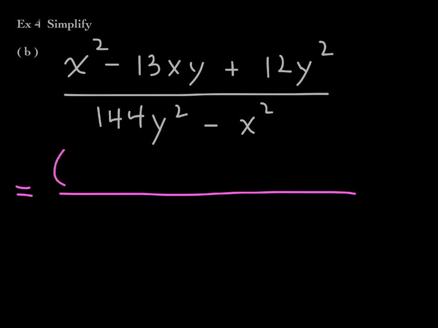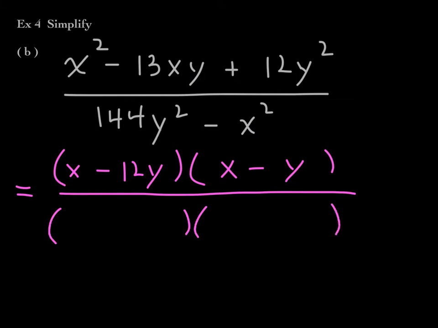The numerator will factor as x minus 12y, x minus 1y. The denominator is a binomial, and it's a difference. So if it's going to factor, then it's either a difference of 2 squares or a difference of 2 cubes. I noticed that 144y squared is a perfect square, and so is x squared. So the denominator is a difference of 2 squares. We just reviewed how to factor a difference of 2 squares in the previous lesson. So it factors as 12y plus x, 12y minus x.